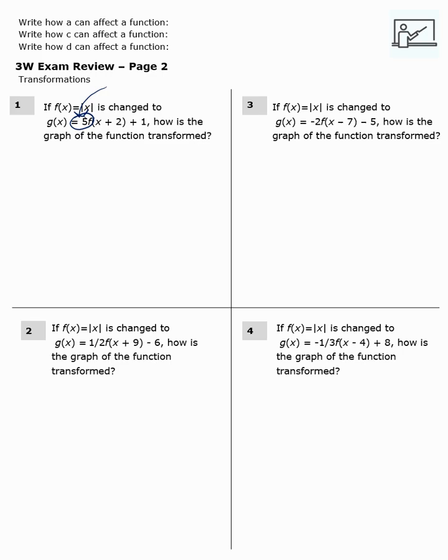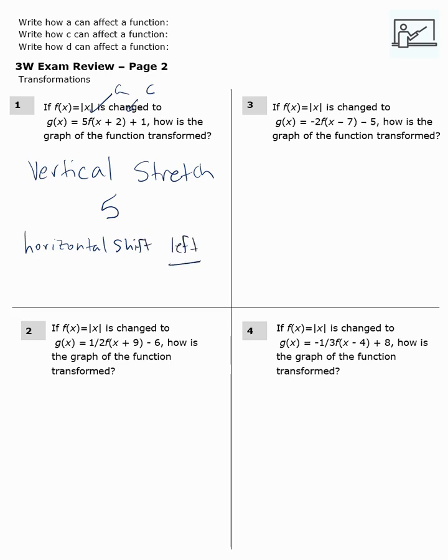This 5, since it's a whole number, tells you that the graph has a vertical stretch of 5. Okay, once we've done our A, now we're going to look at our C. This C has a positive 2, and so everything inside the parentheses is opposite, and it's going to be a horizontal shift left 2.